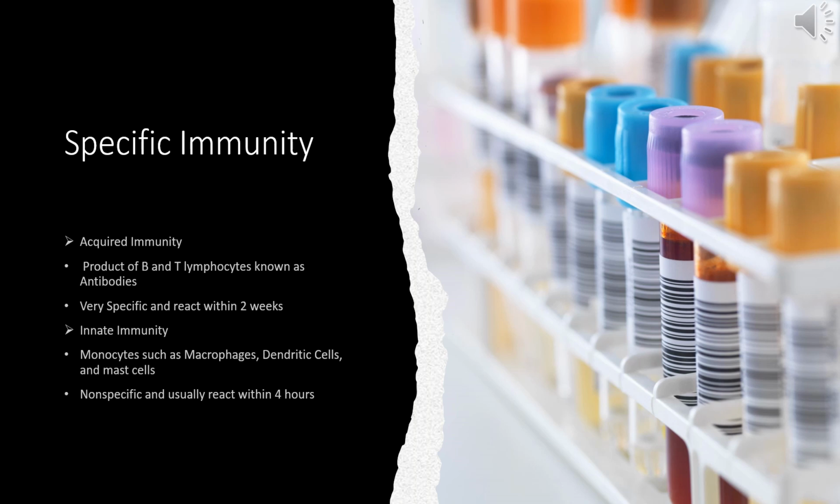First thing I'm going into is specific immunity. You got two basic types that I've symbolized there with the arrows. You got acquired immunity, and then you got innate immunity. So acquired starts with the products of the B and T lymphocytes, also known as antibodies. They are very specific and react within 2 weeks, so they're typically pretty slow. The innate immunity, they're monocytes such as the macrophages, dendritic cells, and mast cells. They're non-specific and usually react within 4 hours, so they are much, much quicker than the acquired immunity.